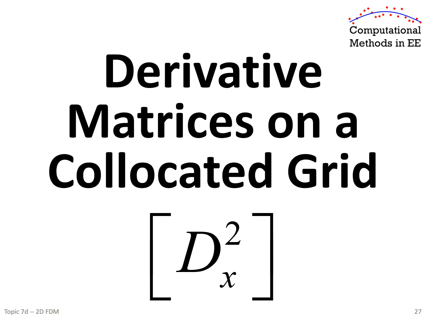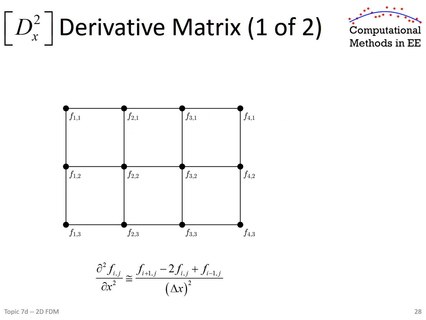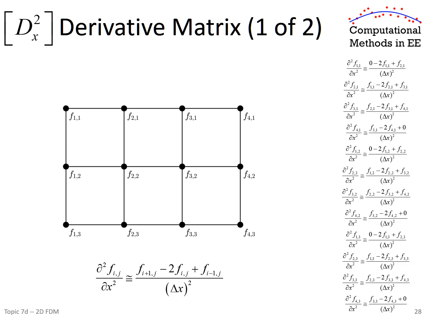Now let's look at the derivative matrix for a collocated grid, but this time for the second order derivative. And what you'll see is this is very similar, the same steps we just went through. We just have a different finite difference equation because it's approximating a second order derivative instead of a first order derivative. So here's the same grid, a new finite difference equation, which is of course approximating a second order derivative. So we write that finite difference equation once for each of the 12 points on this grid, and we end up with a big set of finite difference equations. And again, we can go one at a time and look at these finite difference equations.